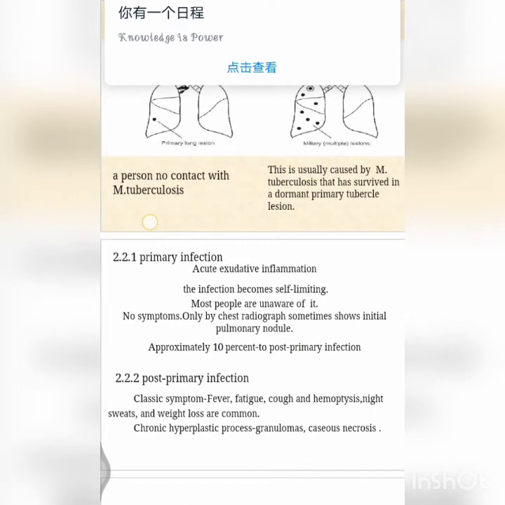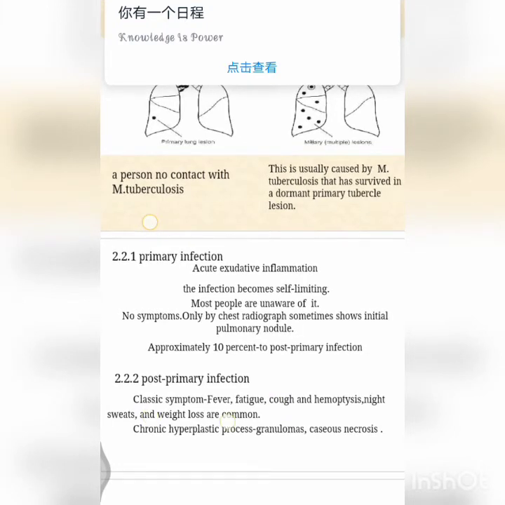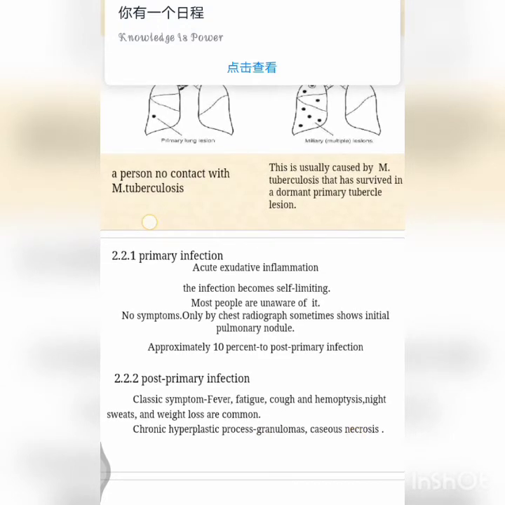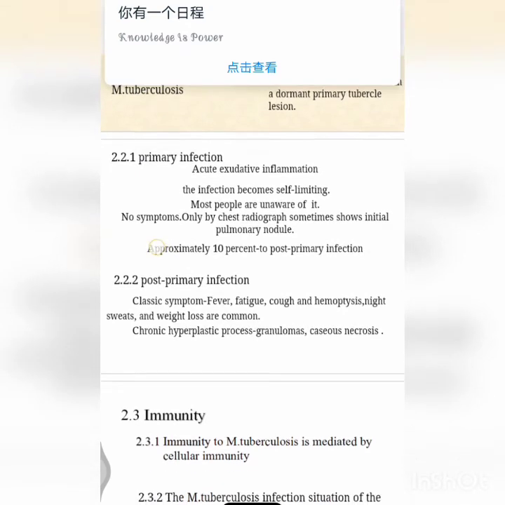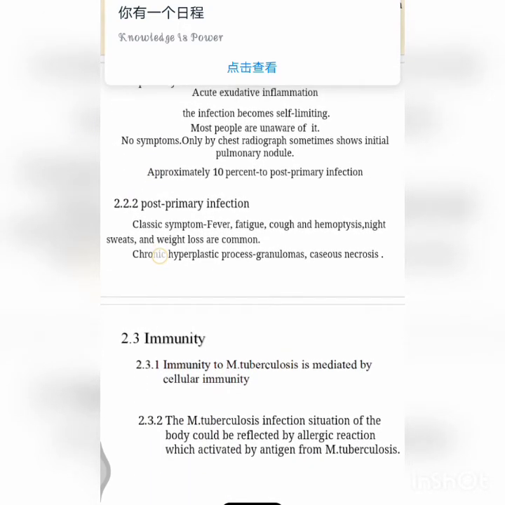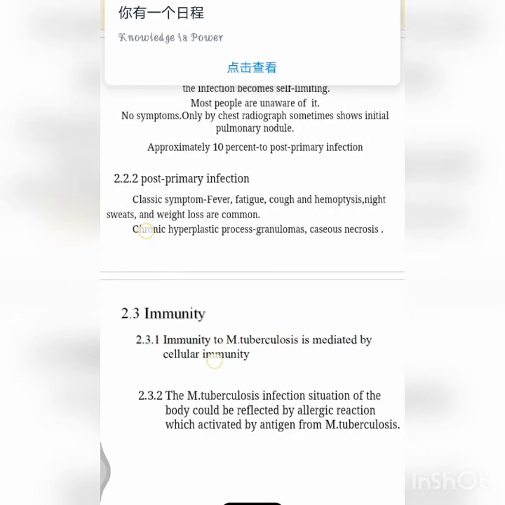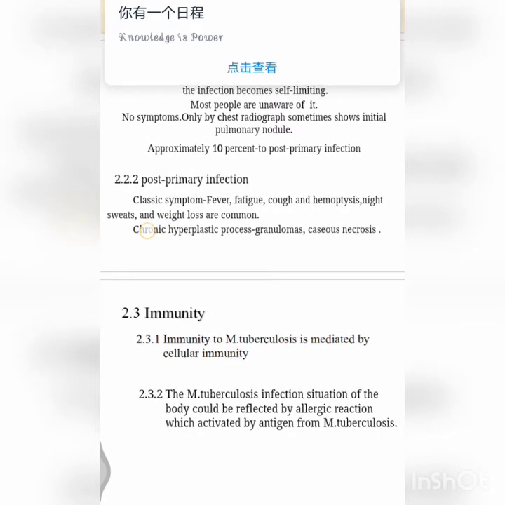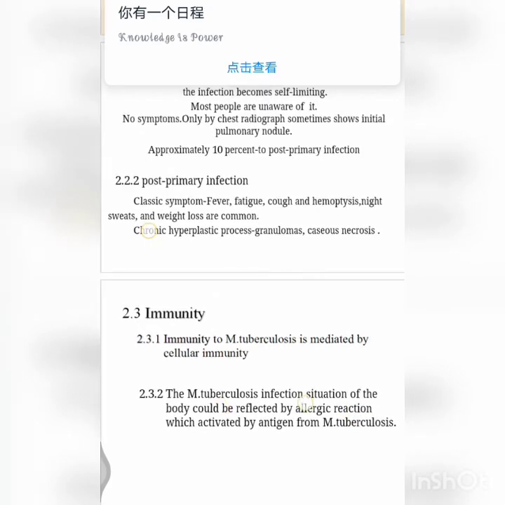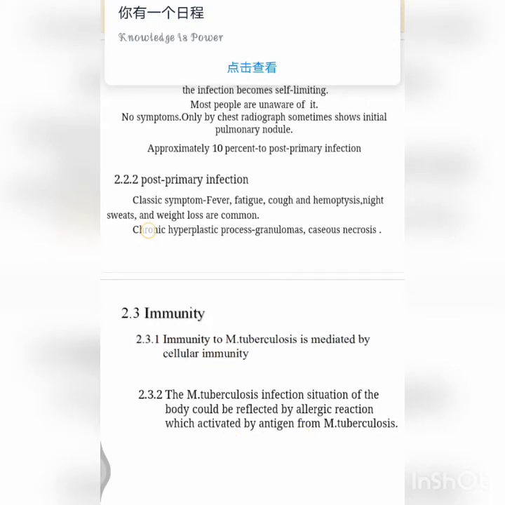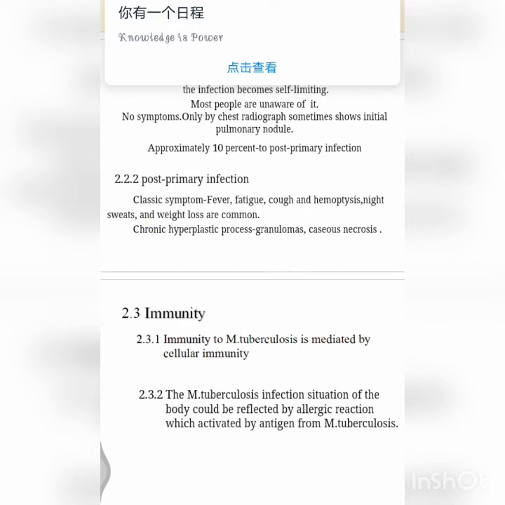So what is this post-primary infection? It has classic symptoms: fever, fatigue, cough, hemoptysis, night sweats, and weight loss are common. So there is a chronic hyperplastic process with granulomas and also caseous necrosis, as I discussed just now. So what is the immunity for this? Immunity is mediated by cellular immunity, mainly T cells. And the body's response to M. tuberculosis infection could be reflected by an allergic reaction, that is, hypersensitivity, which is activated by the antigen from M. tuberculosis. So you can see these types of immune reactions in our body when tuberculosis enters.